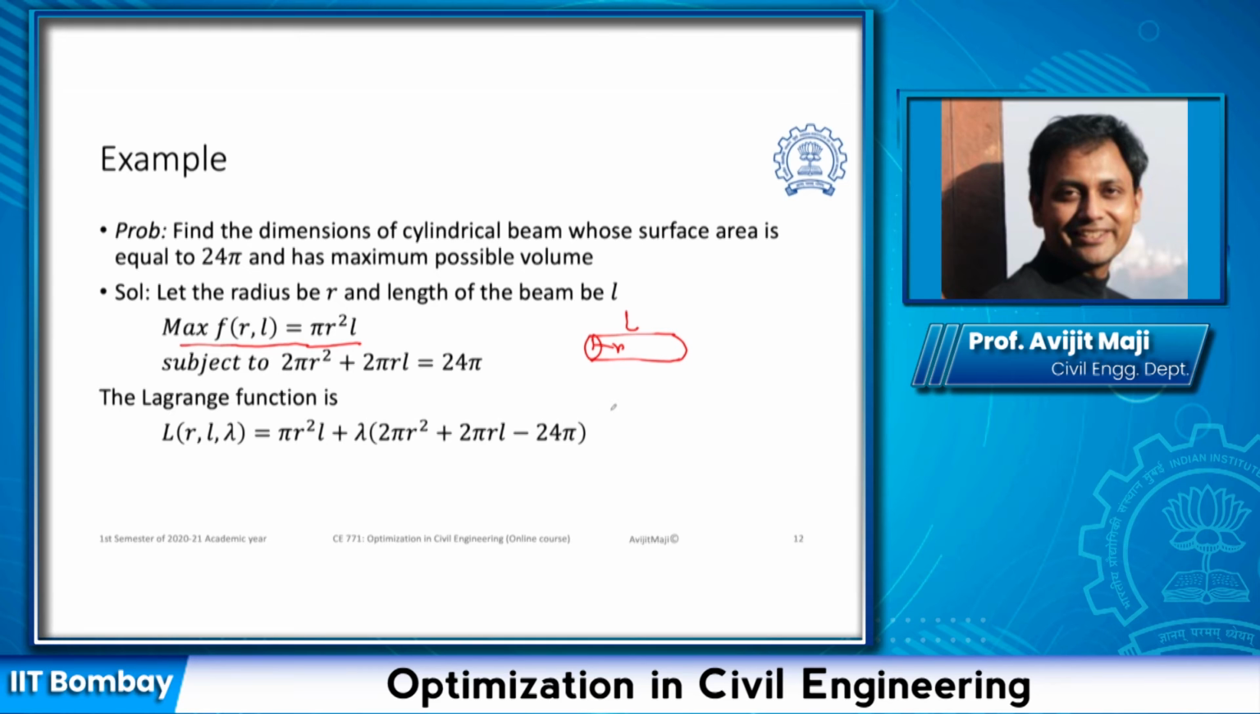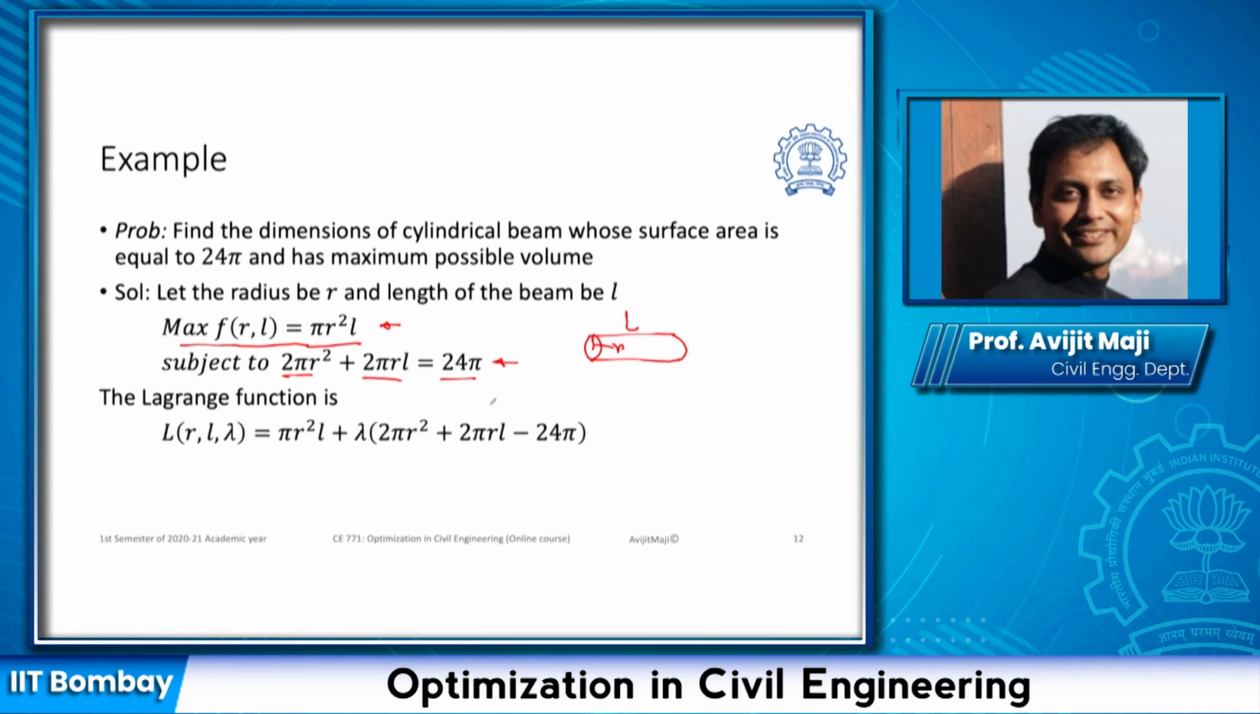Now we also said that the total surface area is going to be equal to 24 pi. So the surface area of the two sides is 2 pi r squared, and the surface area of the cylinder's side is going to be 2 pi r l, which is equal to 24 pi. Now we have the objective function and the equality constraint.